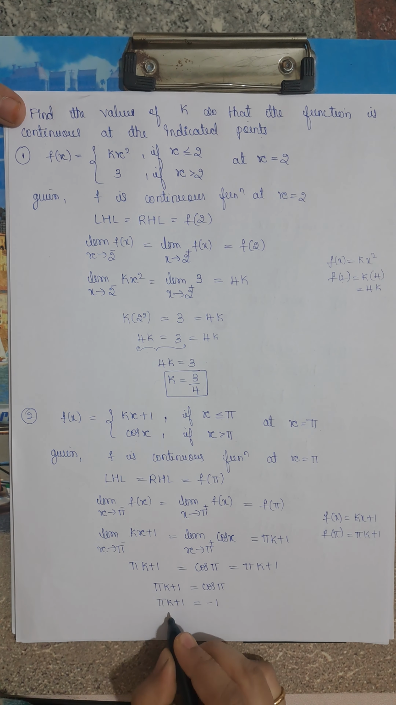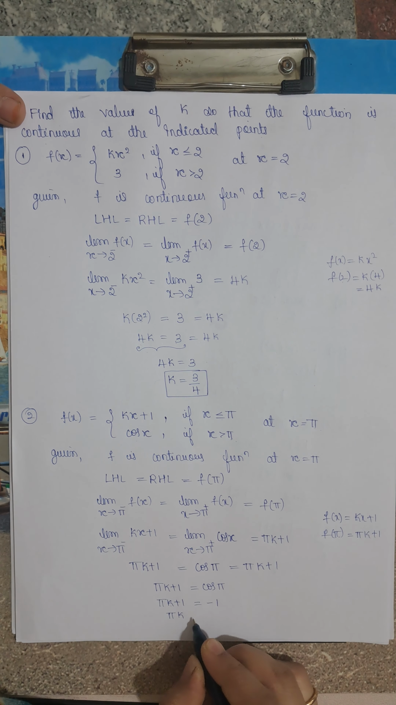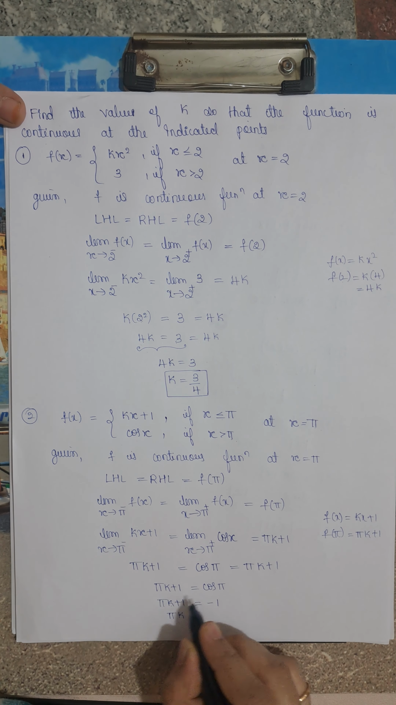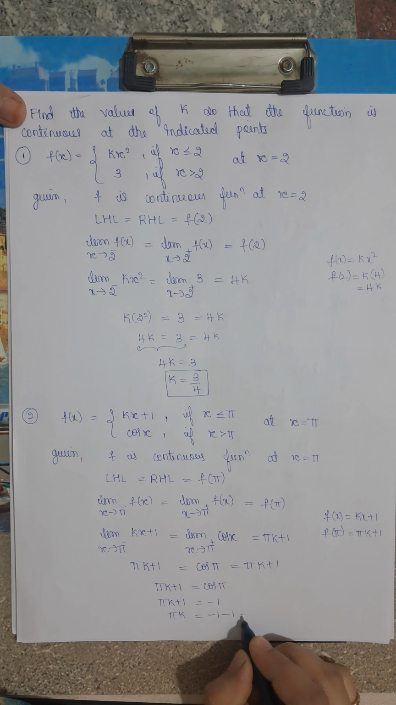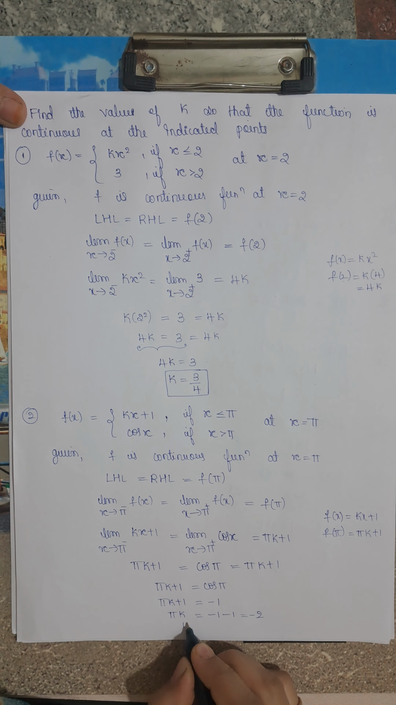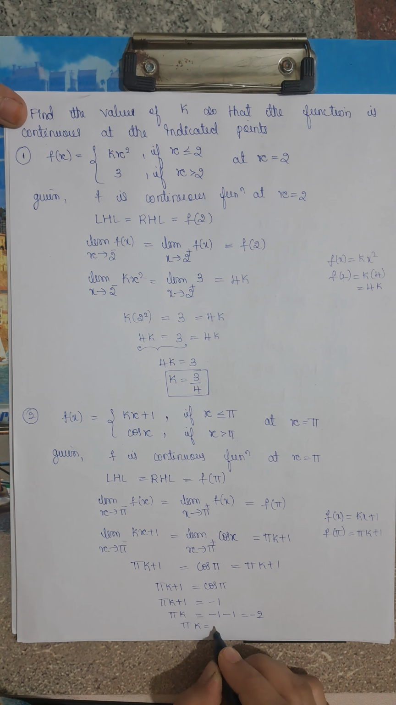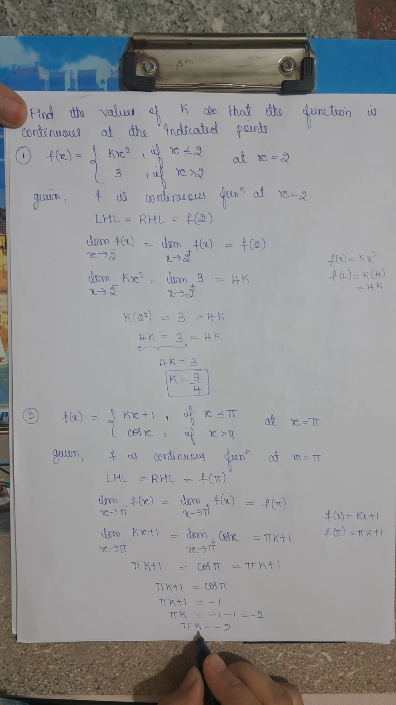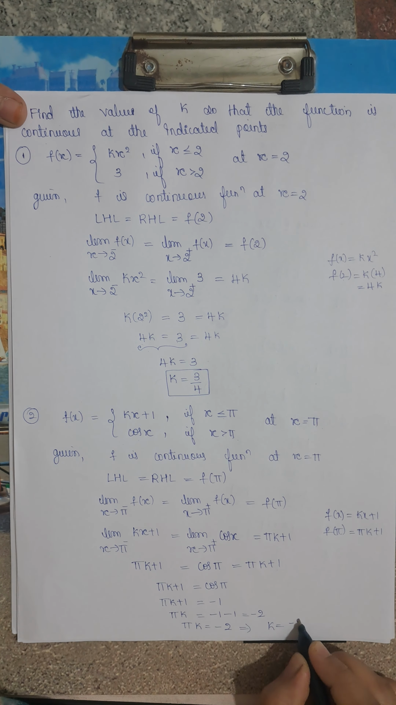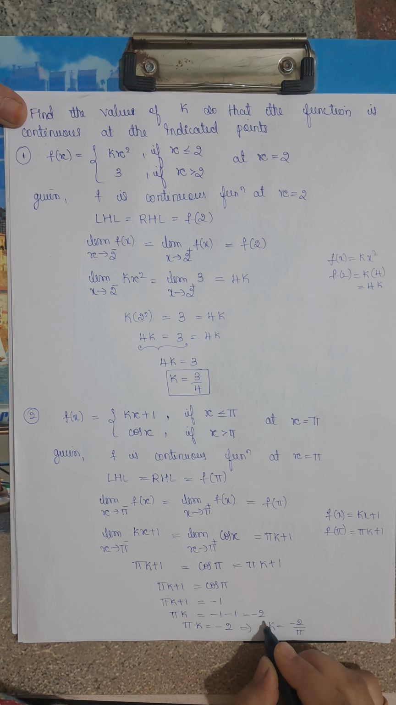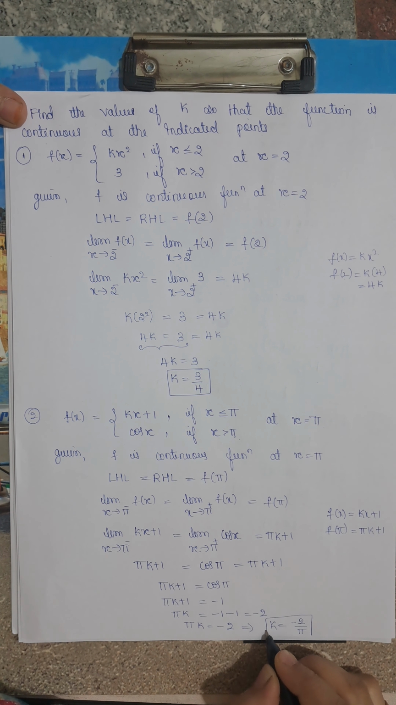So we need the k value, so I'll keep the k value here itself. I'll send the remaining constant to the other side. So this plus 1 will become minus 1, which is minus 2. So we are getting pi k is equal to minus 2. But we need to find the k value. So this implies k is equal to minus 2 divided by pi. So we have got the result.